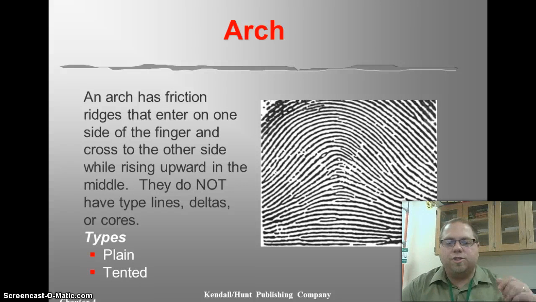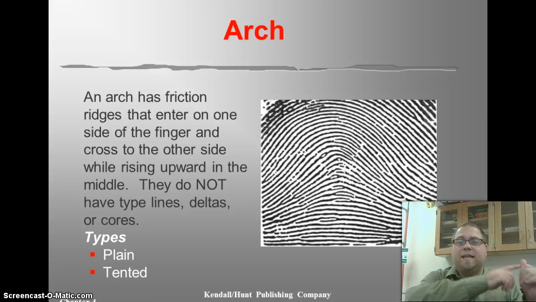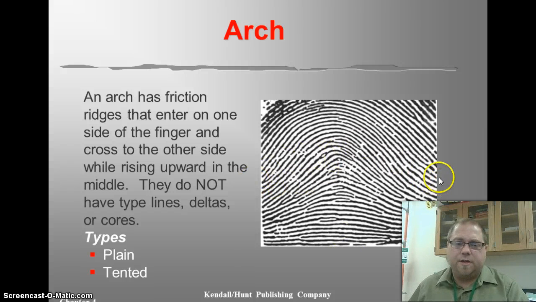Now, let's go through our classifications real quick. Arches. Remember, arches do not have deltas. Okay, and the main characteristic of an arch is that the ridge lines start on one side and they go to the other side. And so, as you see with the arch, it starts on one side, goes completely to the other side, no deltas in the middle. You have your plain arch and you have your tented arch. Tented arch, it might look like it has a delta, but it's not really one.